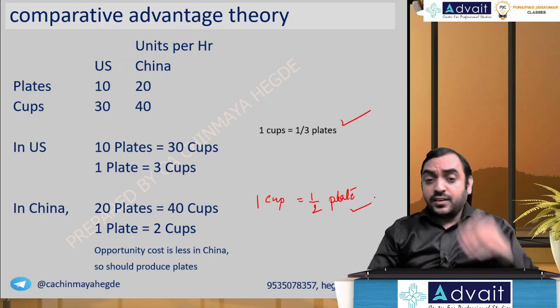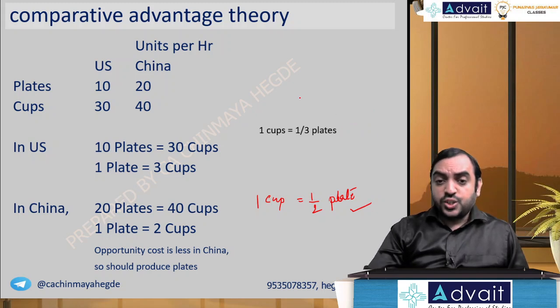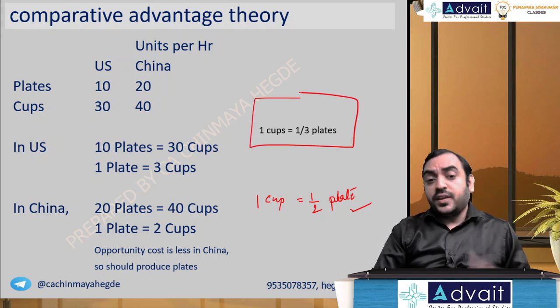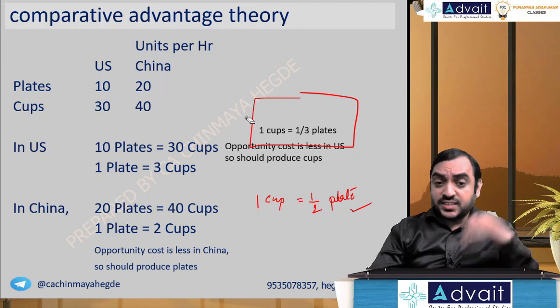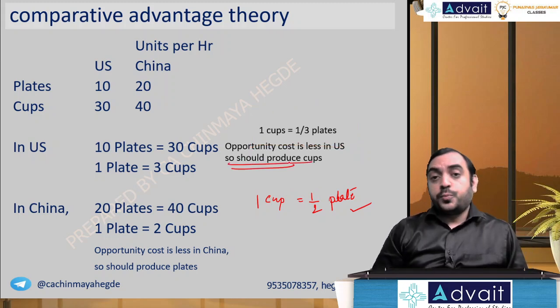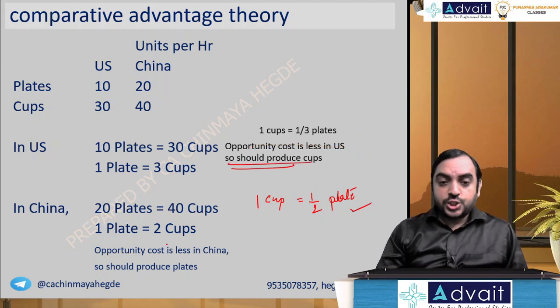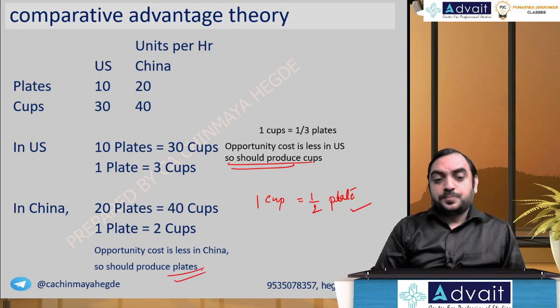So where is it cheaper? It is cheaper in US. So cup is cheaper in US. Opportunity cost is less in US. So US should produce cups. China should produce plates, based on opportunity cost.